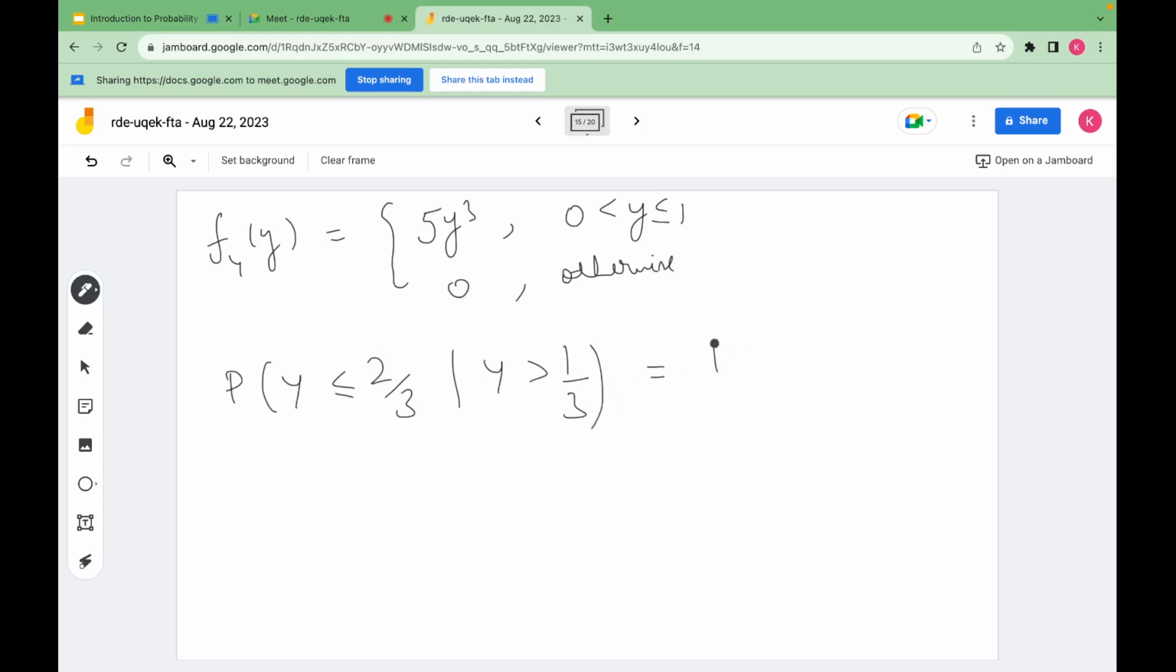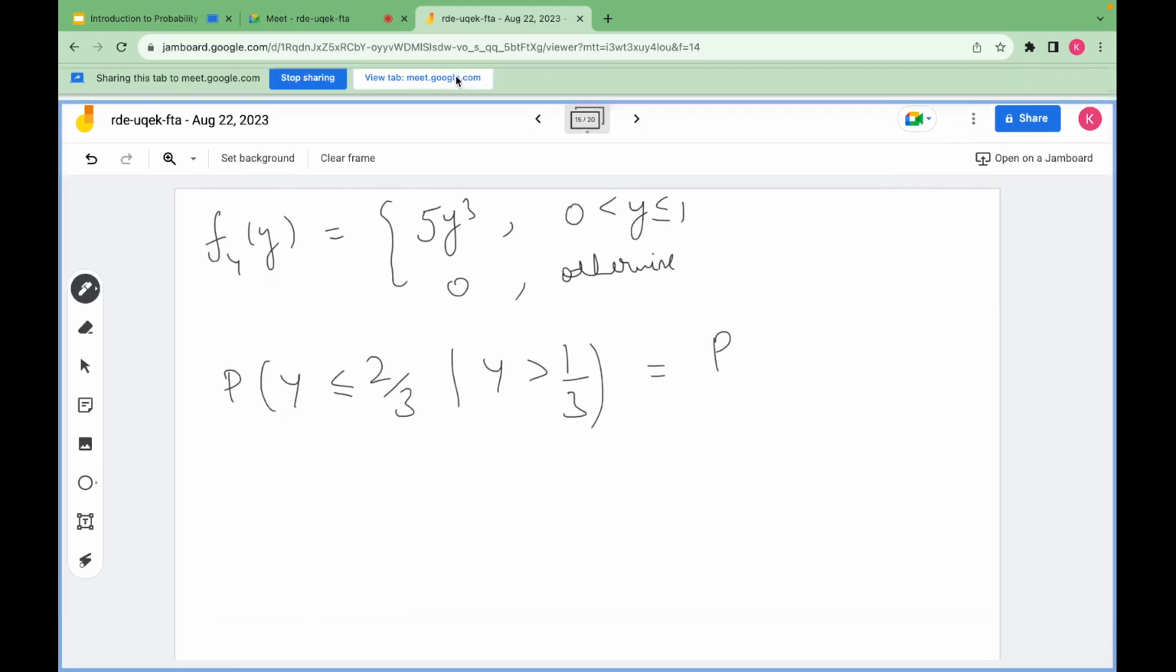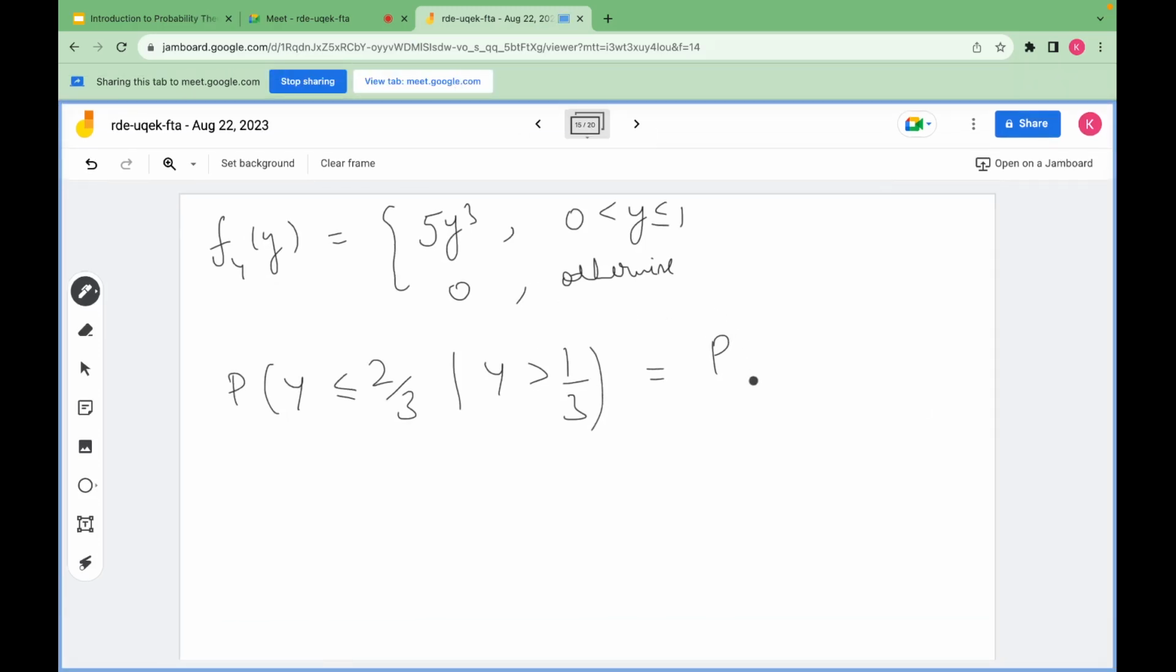So this is nothing but, yeah, okay, it is visible. So this can be written as probability y less than or equal to 2 by 3, comma, y is greater than 1 by 3, divided by probability that y is greater than 1 by 3.